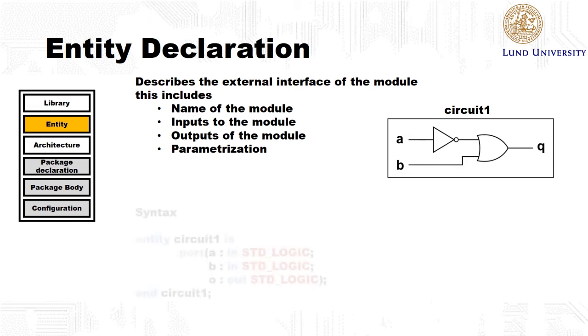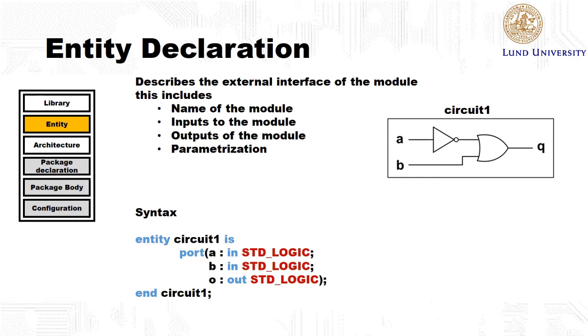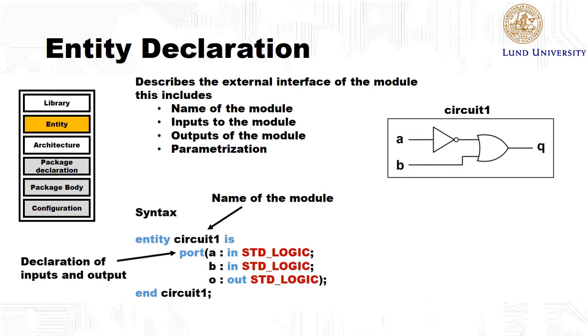So we start by using the keyword entity, followed by the name of the module, which is circuit 1. And then we make use of the keyword port to declare the inputs and the outputs to this circuit. So we have that A and B are inputs to this circuit, and Q is output of this circuit. In the last row, we end the entity declaration by using the end keyword, followed by the circuit name.